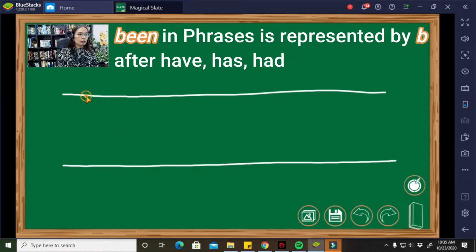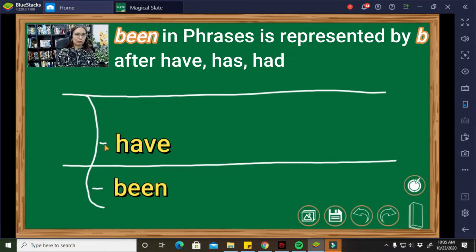Okay. Now this is your brief form. Have. Remember? Then just join the B there. So that is have. Have been. This is your been and this is your have because have is a brief form. Okay. Have been.